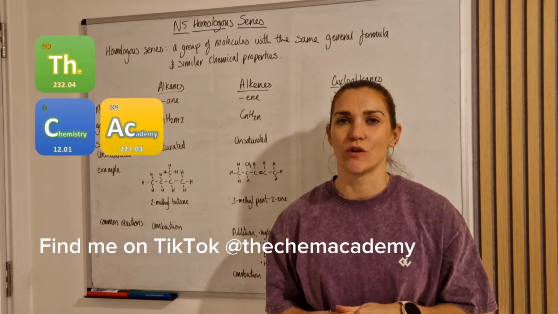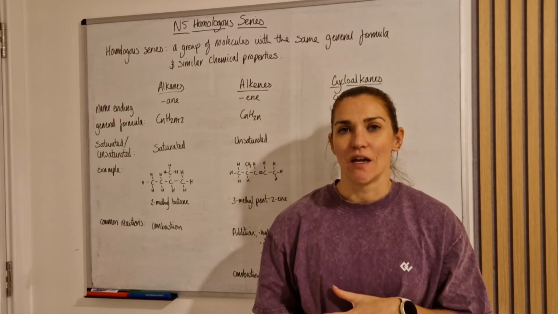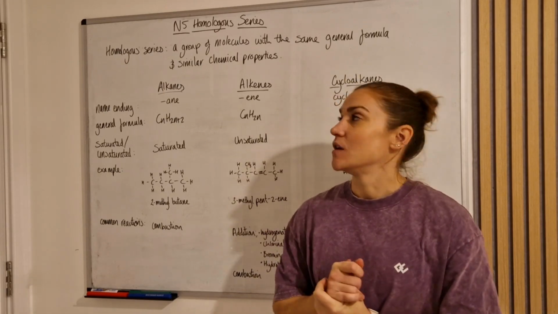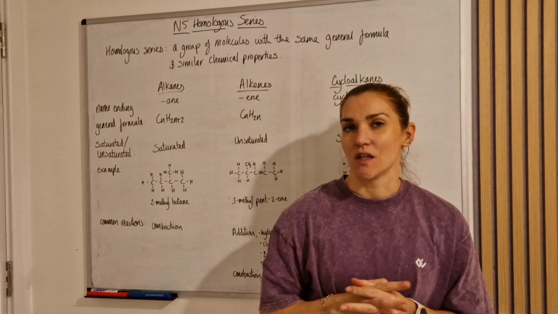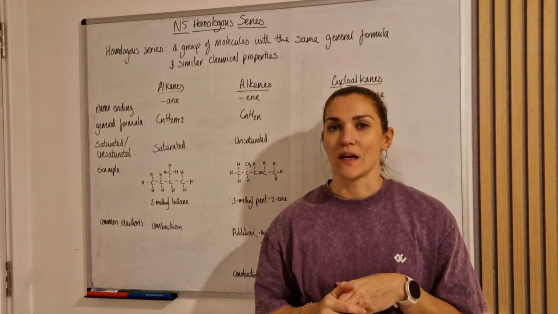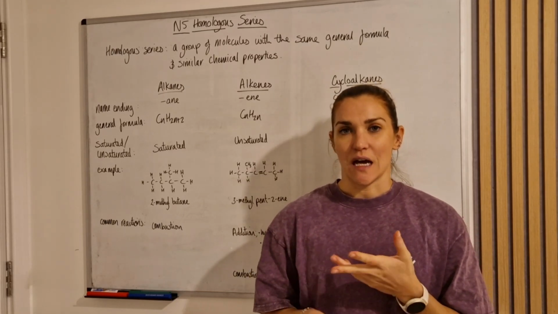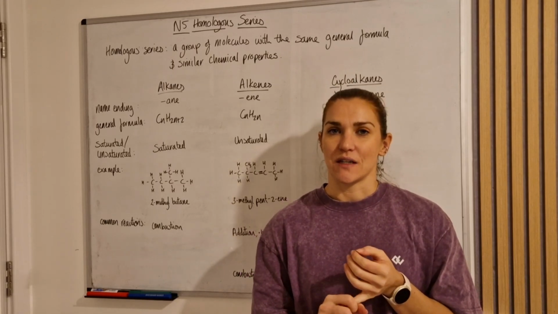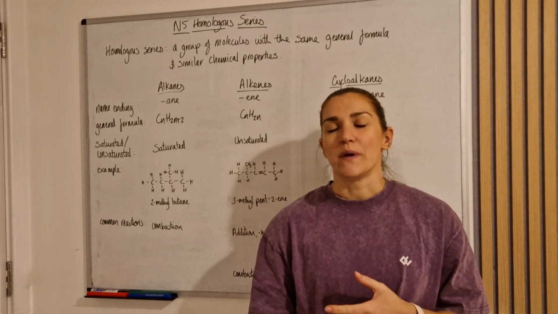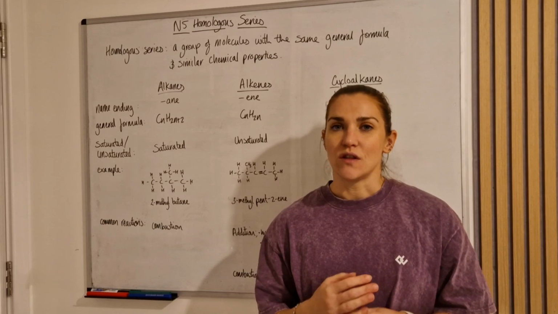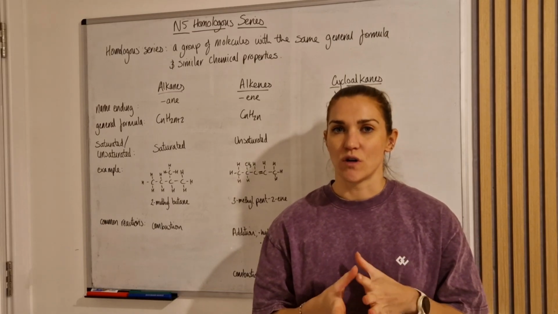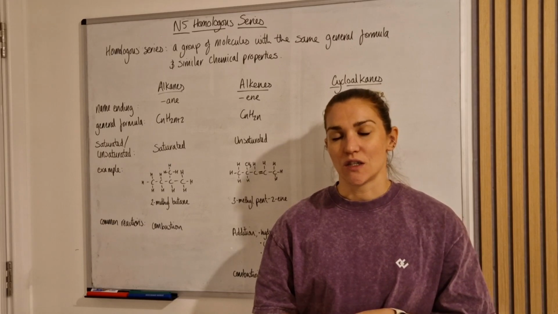In this video we're going to go over homologous series in relation to the National 5 chemistry course. So the main homologous series that you look at in National 5 chemistry are alkanes, alkenes, cycloalkanes, and then you also have carboxylic acids and alcohols. We won't be covering carboxylic acids and alcohols in this video, we'll do that in another video. So we're just going to look at the hydrocarbon homologous series in this video.